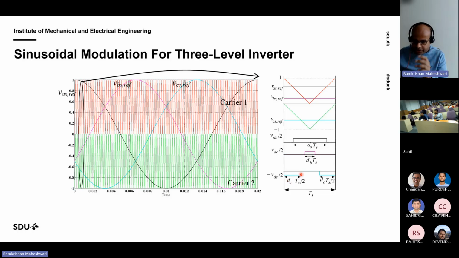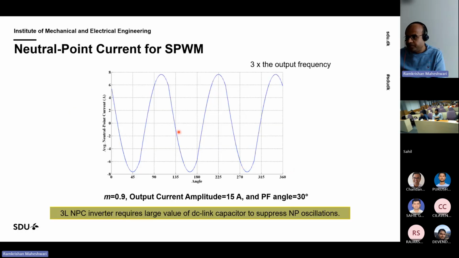So if we analyze over a fundamental period for sinusoidal PWM, the averaged neutral point current in a switching period will look something like this. I have shown it for 15 ampere output current, 0.9 modulation index and power factor angle of 30 degree. You would see this kind of oscillation, and it's again 150 hertz amplitude. So you are drawing 150 hertz current from the midpoint of the capacitor, which will cause oscillation of the same frequency, 150 hertz, on the DC link point.